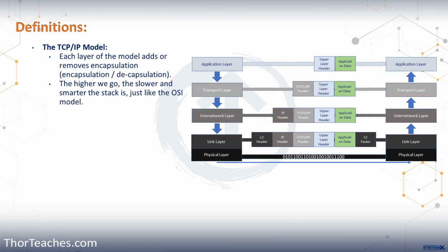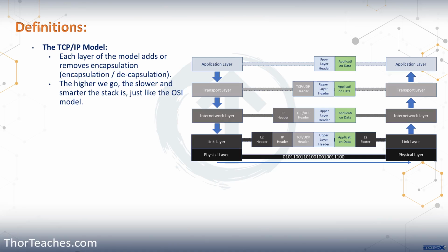Then on the internet layer, we add the IP header. What is the source and destination IP? Where do we need to go to get the data and where do we need to send it? On the link layer, we add the layer 2 header. And then finally, on the physical layer, this is where we send the actual data. This is the zeros and the ones.